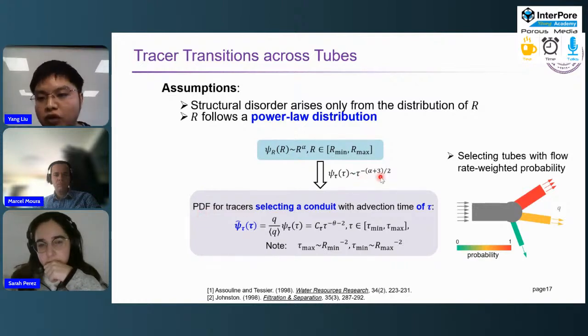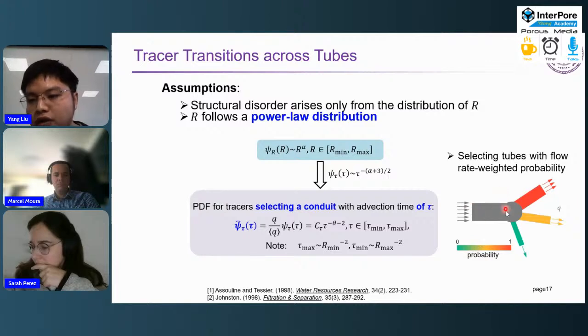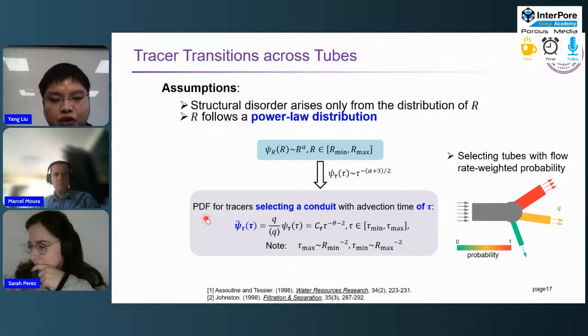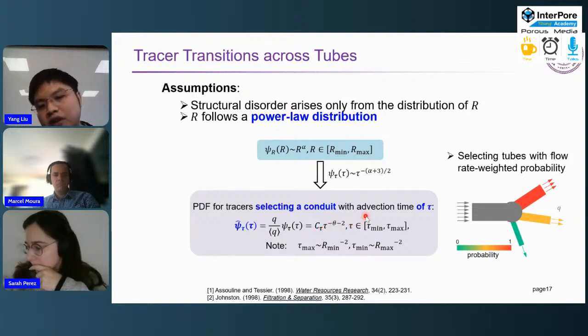And as mentioned before, when tracers arrive at a pore node, they will select the downstream tubes with a probability proportional to the flow rate. So we can obtain the probability for tracers selecting a conduit with advection time of tau, which is given by the flux-weighted probability density of tau like this, which scales as tau to the minus theta minus 2, with tau varying from the minimum value to the maximum value.